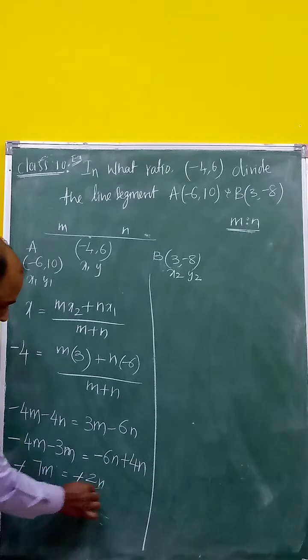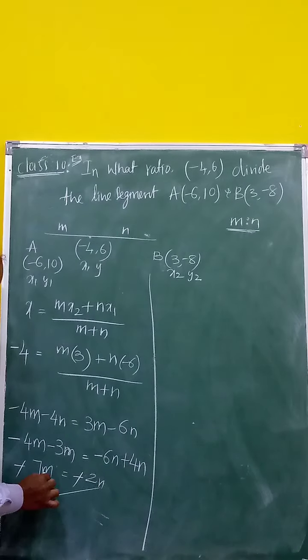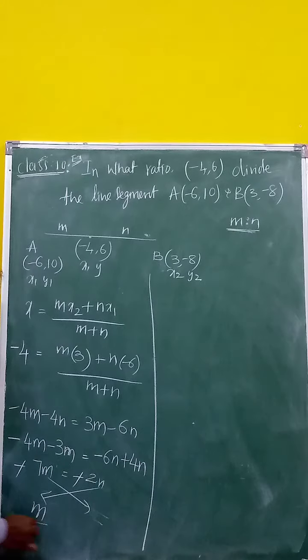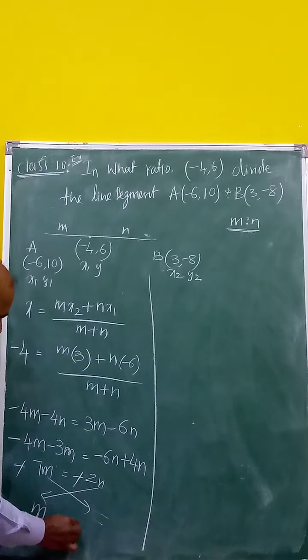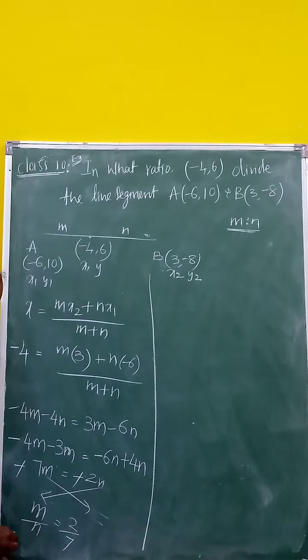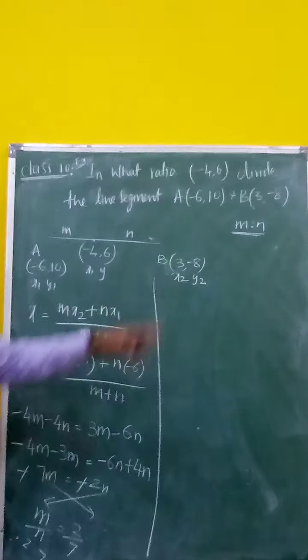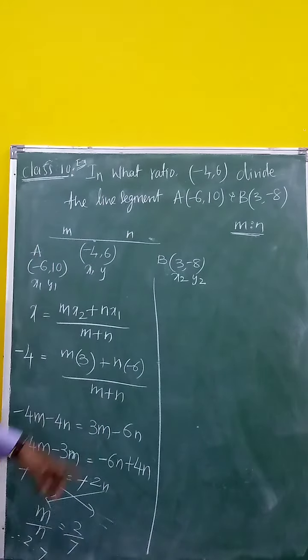Then m by n: transpose, right? n goes to this side and 7 goes to the denominator here also. m by n is equal to 2 by 7. Therefore, the ratio is, what is it here? 2 is to 7. Okay? Done. Completed. In what ratio does minus 4 comma 6 divide? In the ratio 2 is to 7.